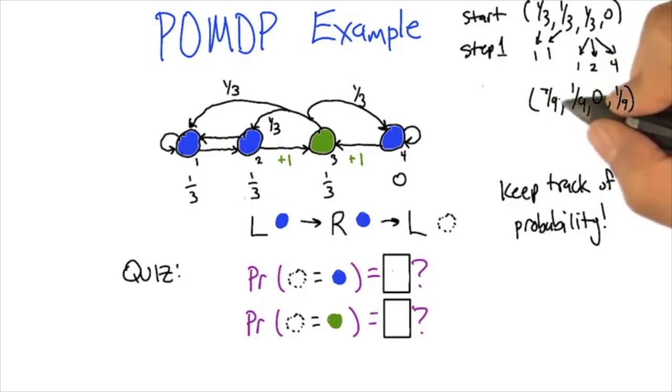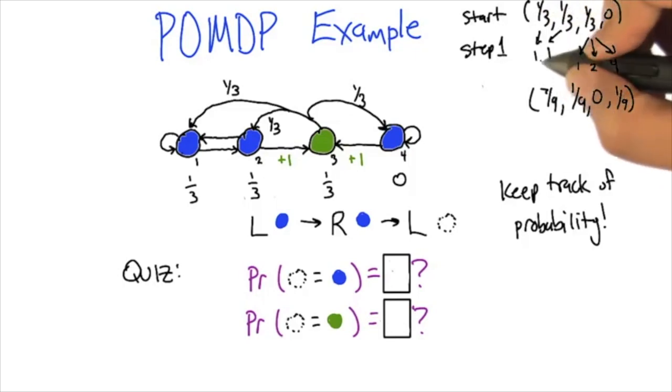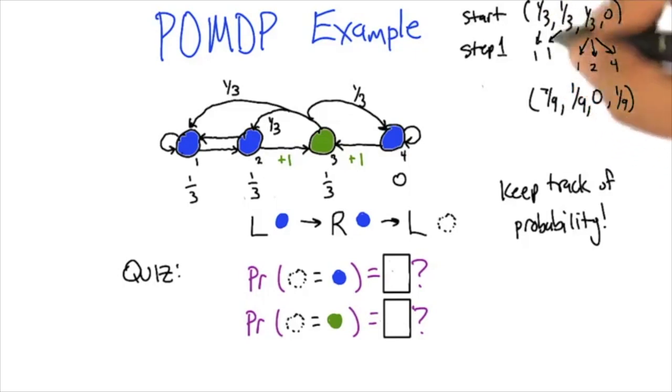But is there a more direct way of getting that 7/9? Yeah, it would be 1/3 times 1 plus 1/3 times 1 plus 1/3 times 1/3. Good, right. So a third of the time we started in state 1, and all of those we'd end up in state 1. A third of the time we started in state 2, and all of those we end up in state 1. So that's 2/3 right there.